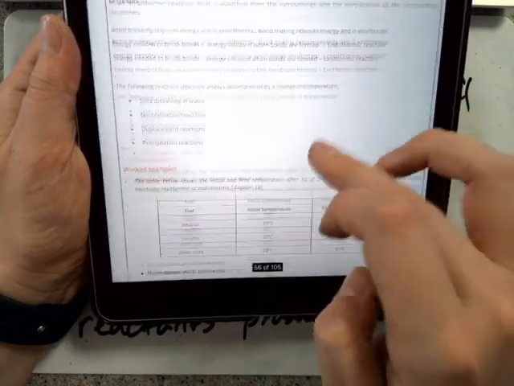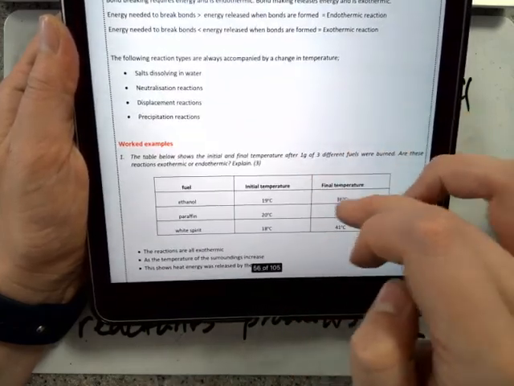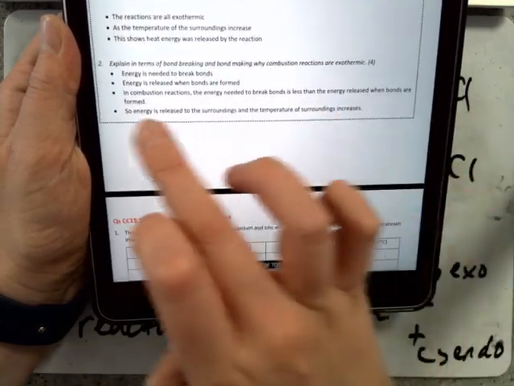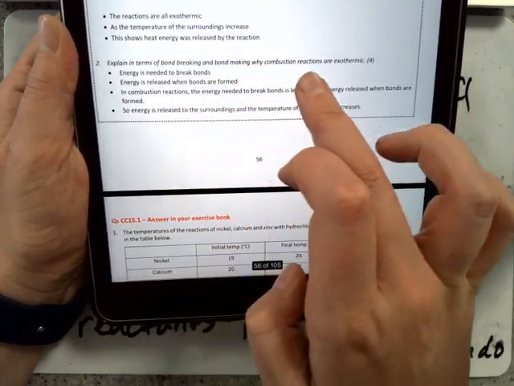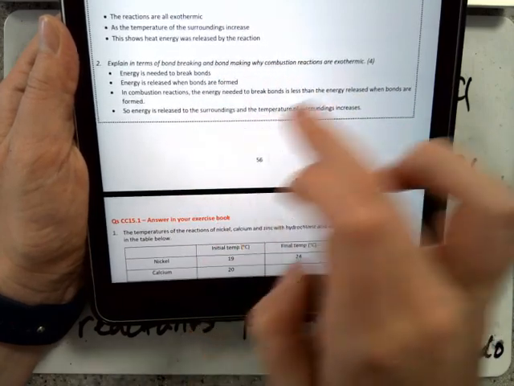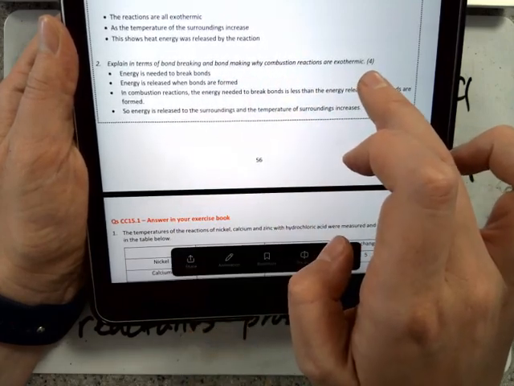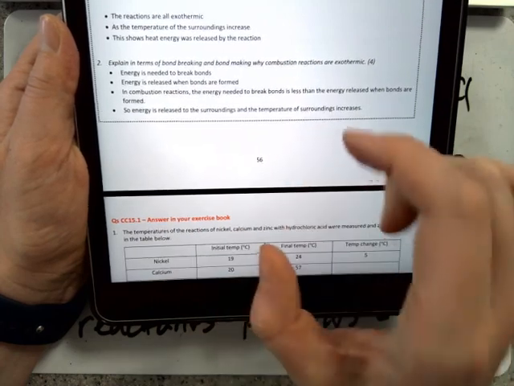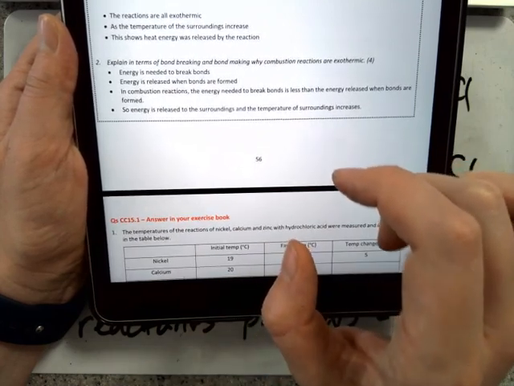The other thing to note is here in your core content box, explain in terms of bond breaking and bond making why a specific reaction is endo or exothermic. Make sure you know that answer because it can be 3 or even 4 marks, and they are quite particular in terms of what they accept on the mark scheme.